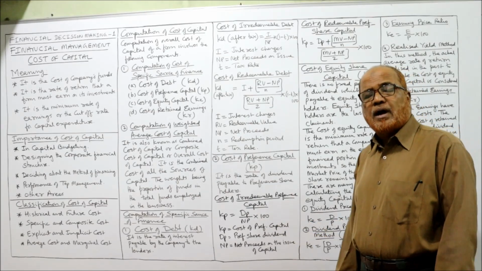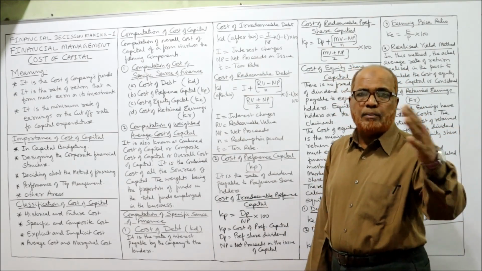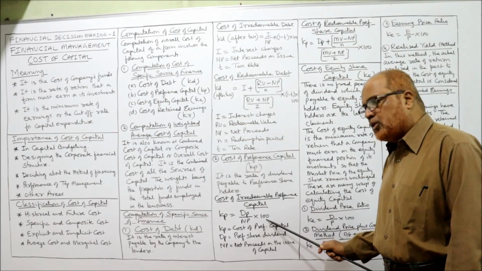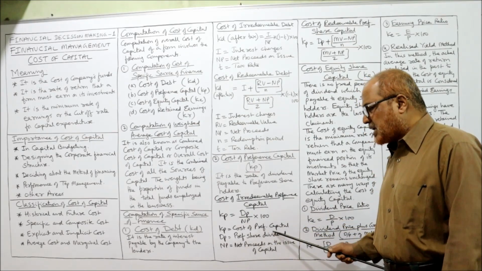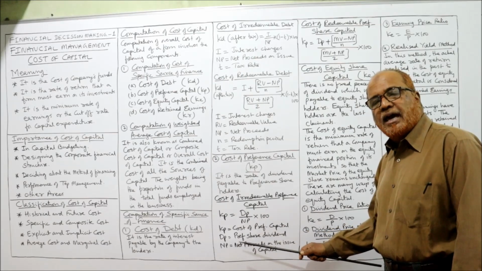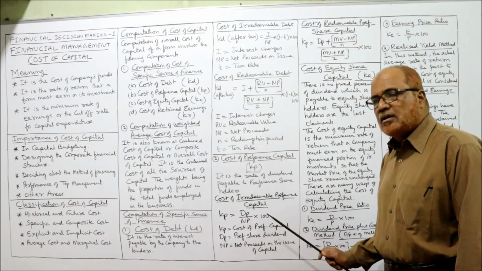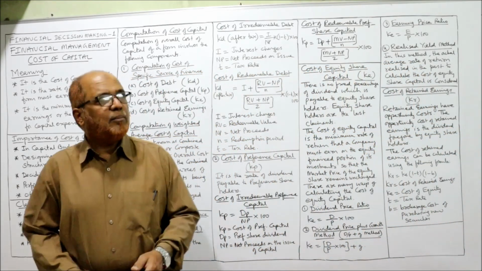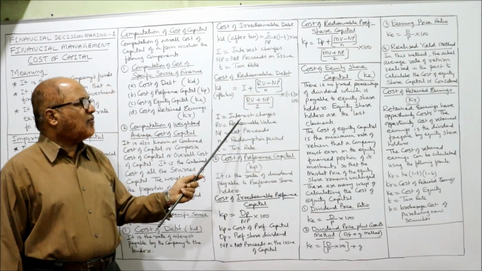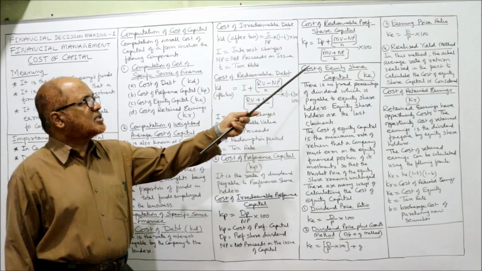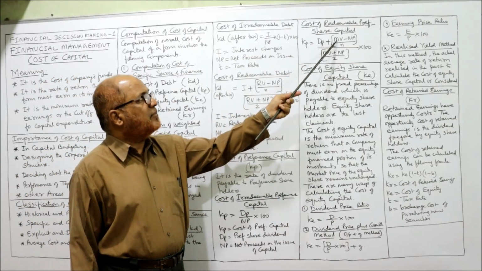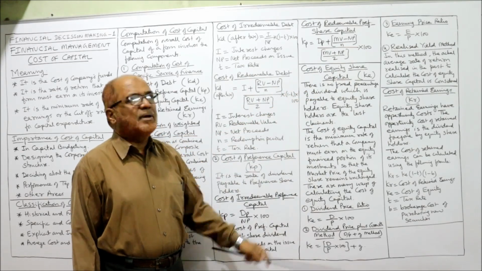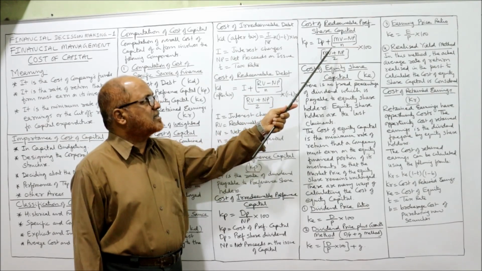Cost of irredeemable. Again, we have two types of preference shares, irredeemable and redeemable. For irredeemable preference shares, KP is equal to DP divided by NP into 100. KP stands for cost of preference capital, DP preference dividend, NP net proceeds on issue. That's it. This is the formula for cost of irredeemable preference shares. Now, redeemable preference shares. A similar formula to what we did in redeemable debt. KP is equal to DP plus MV minus NP divided by MV plus NP divided by 2, into 100. Maturity value or redeemable value, anything you can say.